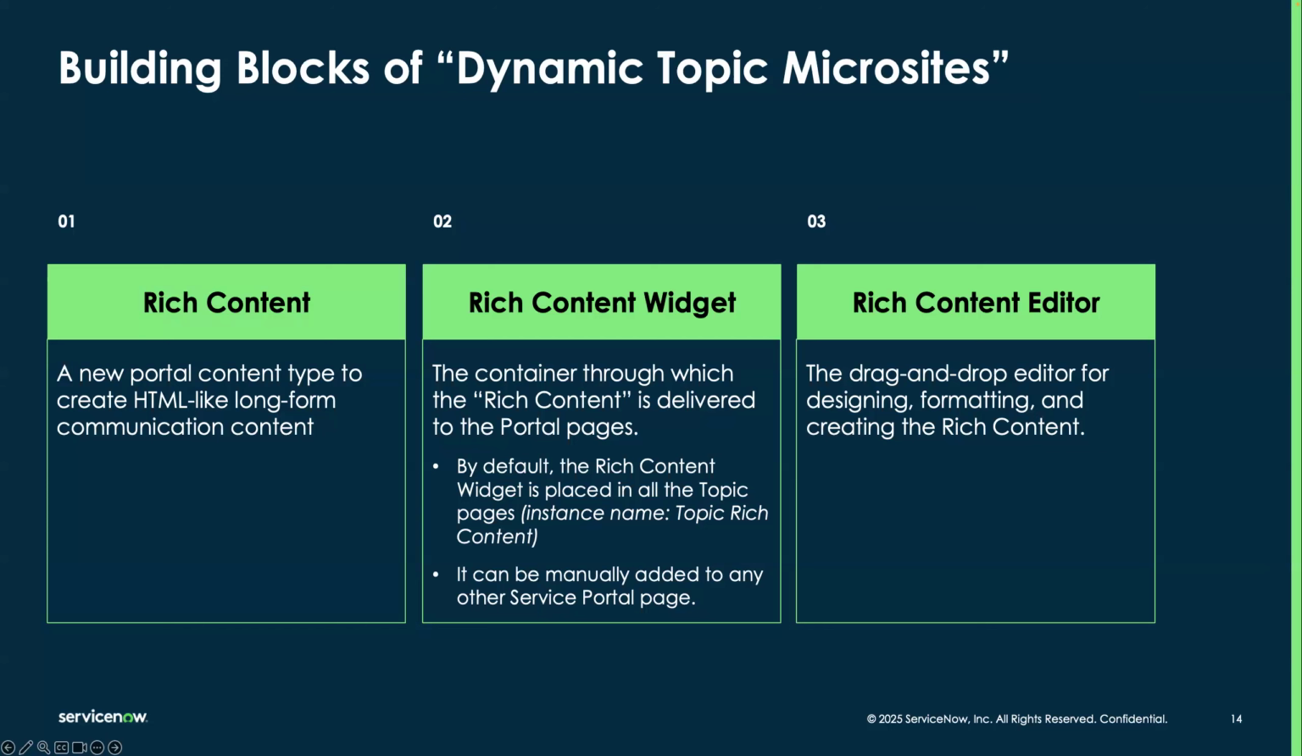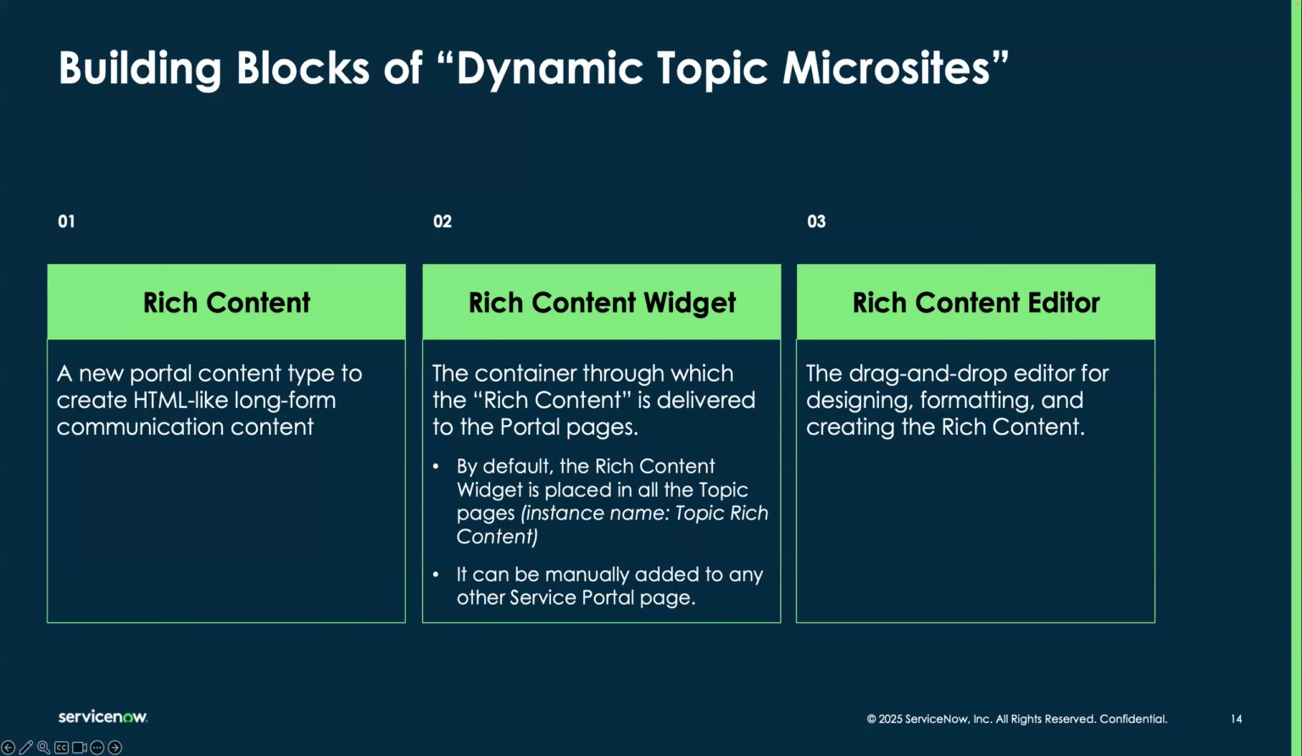So whenever you're publishing it, you're asked which widget you want to target it to. If you're using the out of the box topic page experience, you can always target it to topic rich content in the page layout. So the widget simply pulls in whatever rich content you have created, and you can place it on other portal pages as well. Out of the box, we have placed it on topic pages, but if you're creating some custom service portal pages, you can obviously place this rich content widget onto those pages as well.